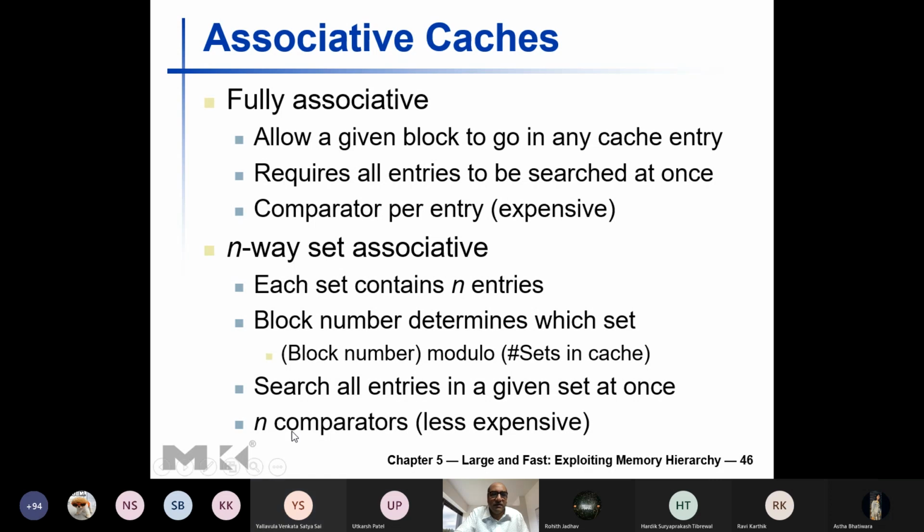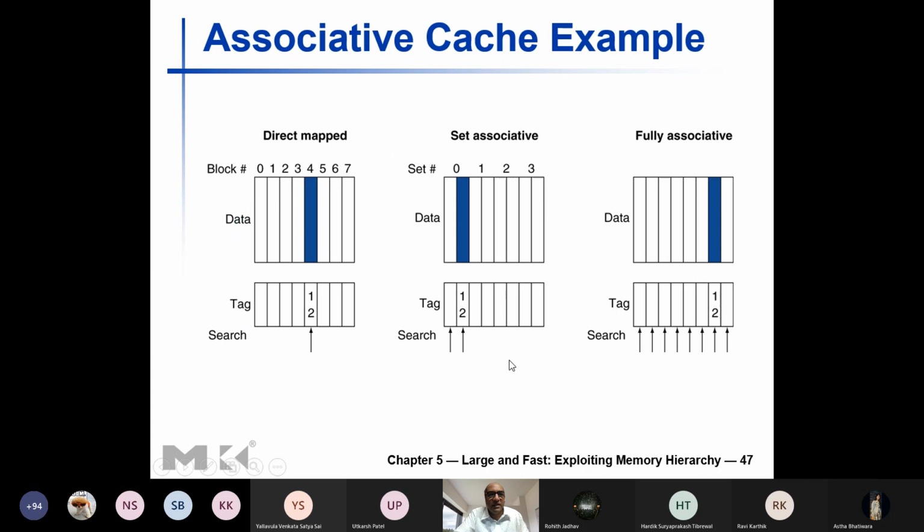So it's like an intermediate way between these two extremes, direct mapped and fully associative. We'll see this with an example, then it will be clear to you. Here you can see that the cache size equals 8 blocks overall.